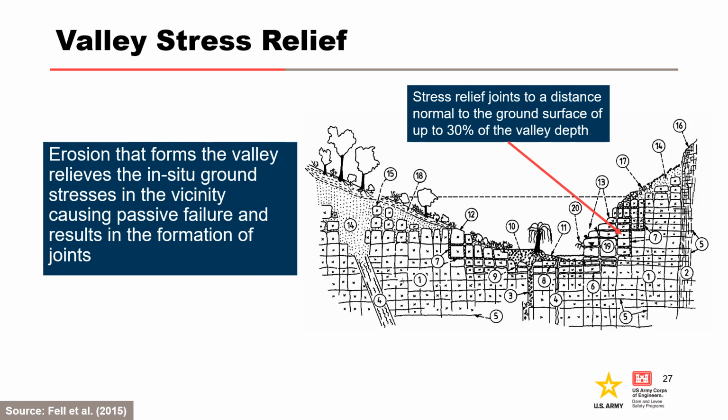One way rock defects are commonly formed in river valleys is due to stress relief. Erosion that forms the valley relieves the in situ ground stresses in the vicinity, causing passive failure and results in the formation of joints. This is very common in sandstone or shale geology. Vertical joints are typically oriented along the valley walls, thus creating upstream to downstream seepage pathways.